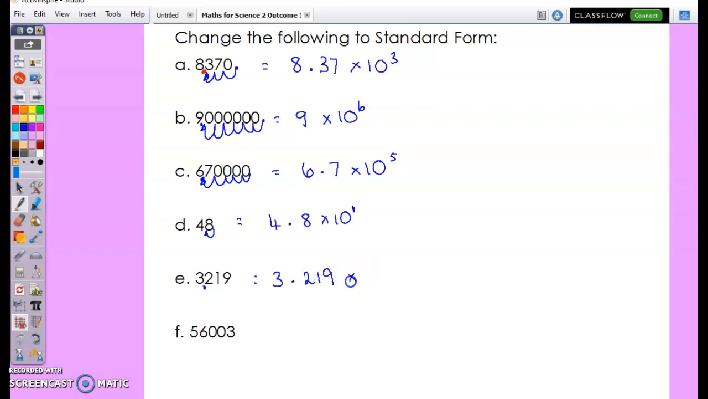Okay. E, the decimal point's going in here. Still get the rest of my number. Still move the decimal point though. I've moved it 1, 2, 3 spaces. Get times 10 to the power of 3. Last one, the 56,003. My decimal point goes between my 5 and my 6. Keep the zeros in, keep the 3 in. We're not rounding the number. We're keeping it the same. And that would be times 10 to the power of, moved it from here, 1, 2, 3, 4.